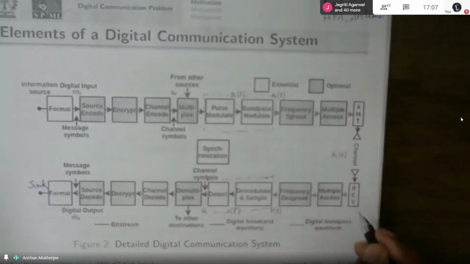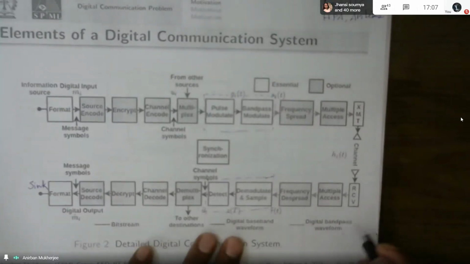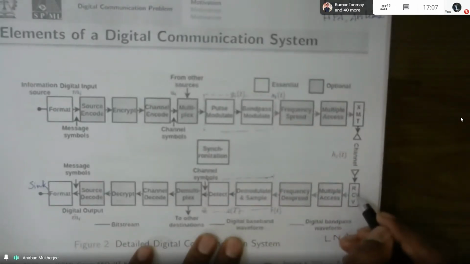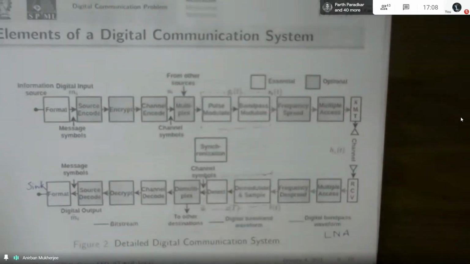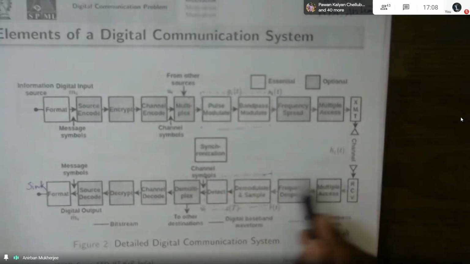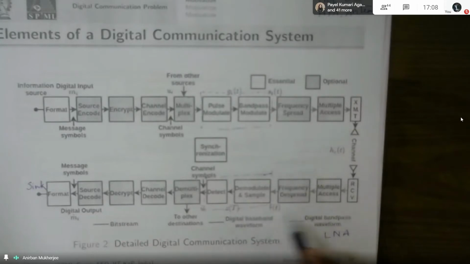And on the receiver side, similarly, you have the receiver antenna and a low noise amplifier, the LNA. Please remember these terminologies are quite important. This LNA is part of the receiver. Then you have a frequency down converter from gigahertz to the megahertz level. In this zone you are playing at the megahertz level.